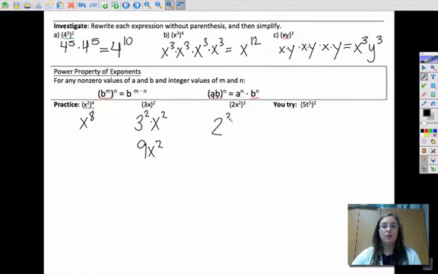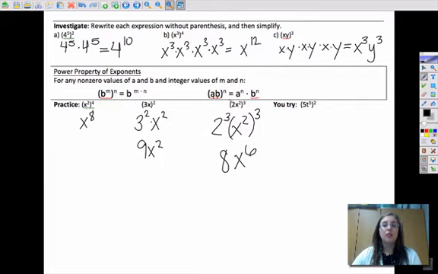So I'm going to apply 2 to the third and x squared to the third as well. 2 to the third becomes 8. And then I'm going to multiply the 2 and the 3 to give me x to the sixth. Okay? So 2x squared to the third becomes 8x to the sixth.